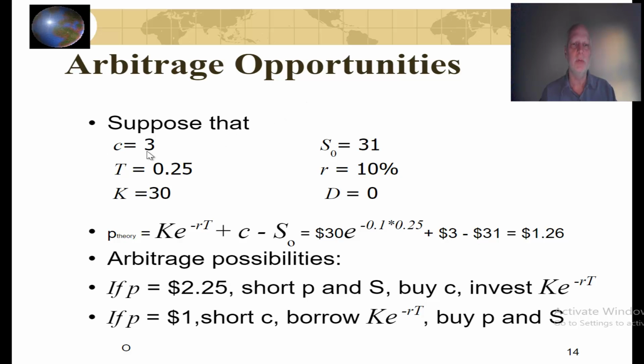Suppose that the current price of a European call option is $3. The time to expiration of that option is 1/4 of a year or 3 months. The strike price of that option is $30. The current stock price for the underlying stock is $31. The risk-free rate is 10%, and there are no dividends being paid before the option expires. What must be the current price of a European put option for no arbitrage?